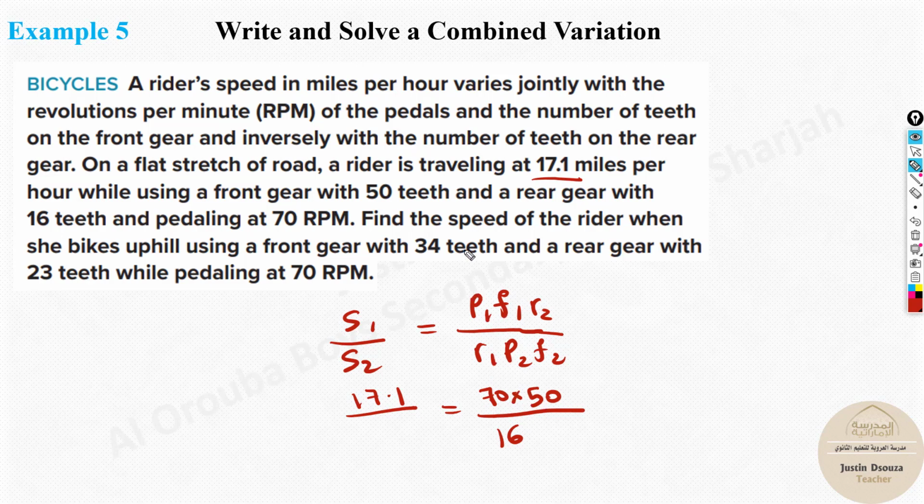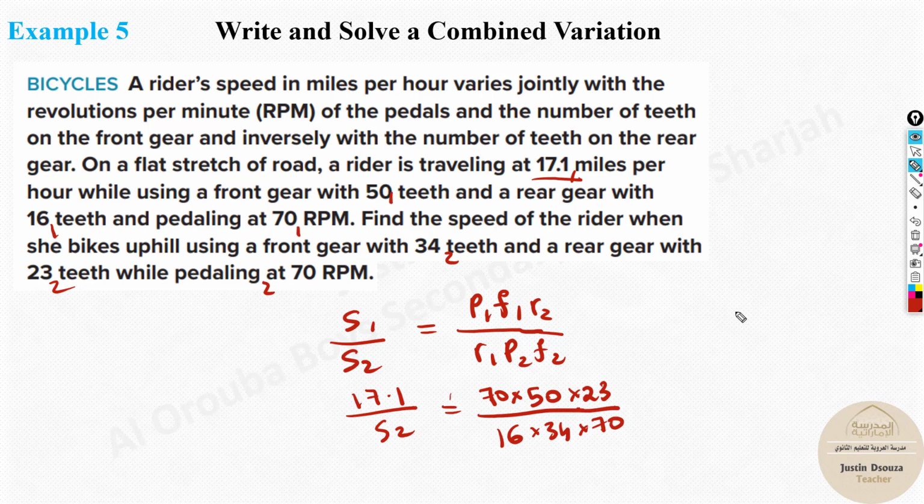Now what about the second part? Find the speed S2, which needs to be solved when she bikes uphill using a front gear with 34 teeth. So F2 is 34 teeth. I'll write F2 directly, 34. And the rear gear teeth is 23, that is R2. And lastly, we have the pedaling P2, 70. So I'll write over here: this is second, this is second, and this is second. This is all the first: the speed is first, this is first, and this is first.